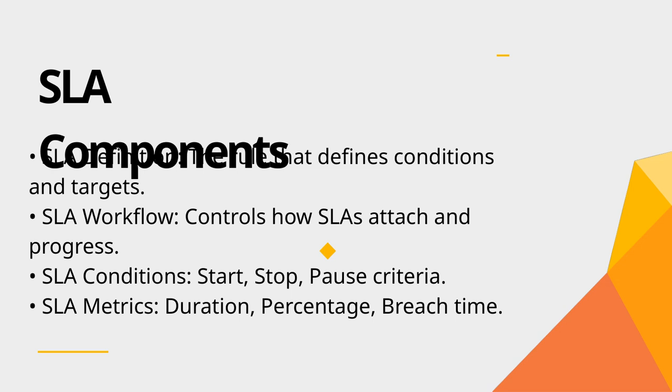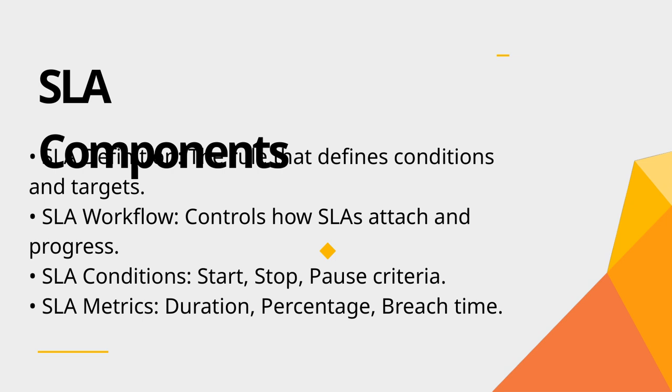Let's take a closer look at the key components of an SLA. First, we have the SLA definition, which is essentially the rule that sets out the conditions and targets we want to achieve. Think of it as the blueprint that guides our service expectations. Next is the SLA workflow, which controls how SLAs are attached and how they progress over time. This ensures that the SLA is actively managed and updated as needed.